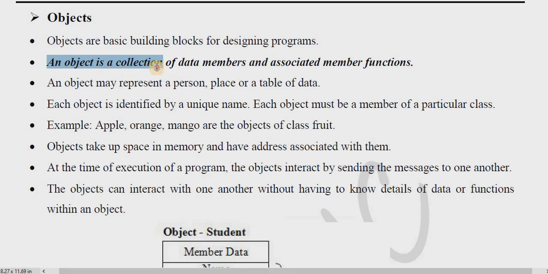Object means an object is a collection of data members and associated member functions. Collection means a combination or group. So an object is a group or combination of data members and member functions. An object can be anything, like a person, place, table or anything. Every object has some unique name.